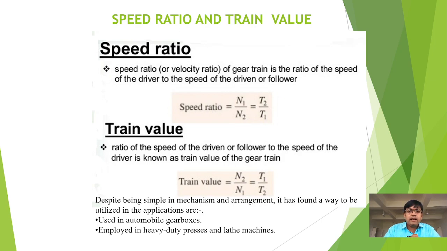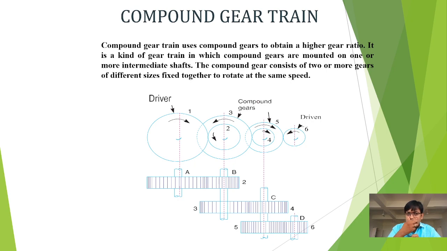Okay, and the next one that we are going to discuss is the compound gear train. As I told you, what is a compound gear train? When you have more than one gear that is mounted on a shaft, you call such a combination a compound gear train. Now, students, you can see this diagram, and these compound gear trains are also used to obtain higher gear ratios. You see, this diagram represents 6 gears.